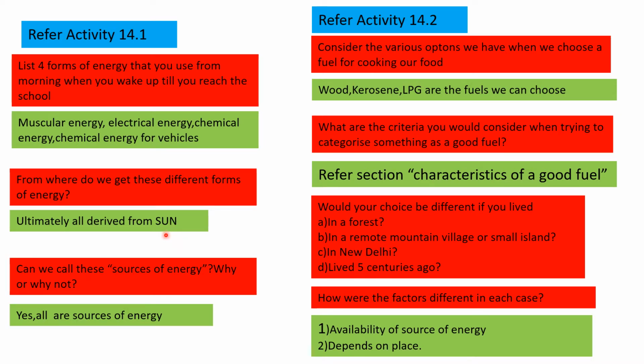So what do we learn from this activity? That to carry out our day-to-day life, we need sources of energy, and the sun is the ultimate source of energy. And activity 14.2 is a general type of activity. So what they're saying is that we have to consider various options that we have when we choose a fuel for cooking our food. So how do we cook our food?